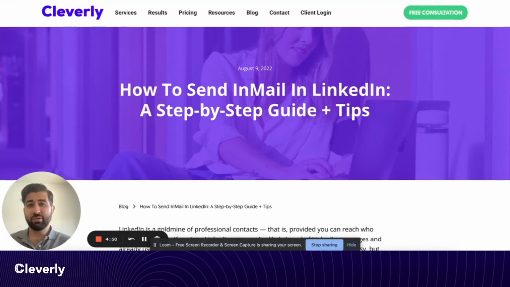And today I'll be walking you through how to send InMails on LinkedIn. If you know who you're looking for, LinkedIn is an absolute goldmine of professional contacts, and billions of dollars in business transactions are made on the platform every single day, with messaging being a key driver.